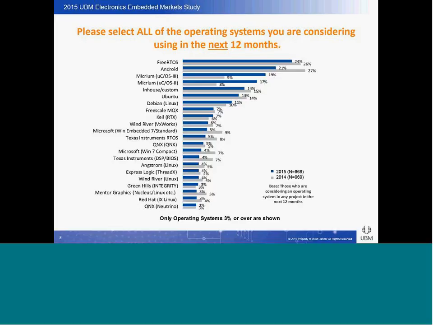And then, where are people going to go in the future? Well, it looks like a lot of people are going to switch over to Android. That is pretty high, but it went from 2014 at 20% to 21%. Two operating systems that have increased quite a bit are the MicroC/OSes. To add these up, that's now 38% of future use, which means Micrium products are going to be the most popular ones.